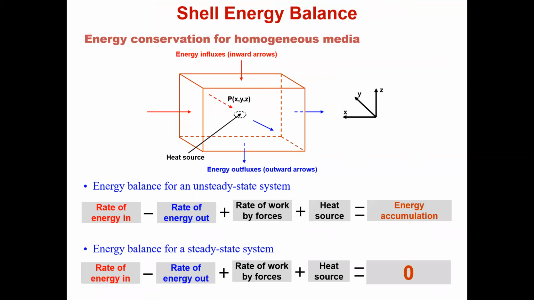Okay, so now we will actually move on to shell balances and see how we are going to balance things to actually solve problems. And we're going to today solve one simple problem where I don't have fluid movement. So what happens? I will again look at my control volume, a little control volume, and it's going to be between x and x plus delta x, y and y plus delta y, and z and z plus delta z. This is my Cartesian coordinate system.